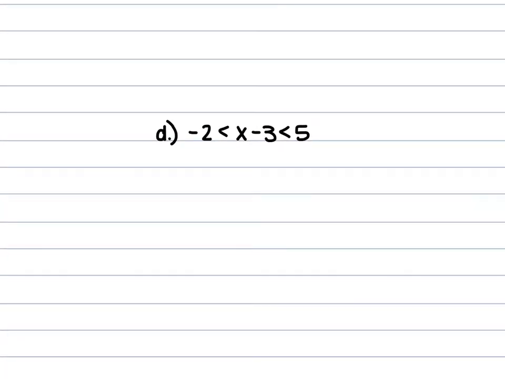For D, we have -2 is less than x minus 3, which is less than 5. So we're going to move that 3 over and add it to each part. So we have 1 is less than x, which is less than 8. Our lower number comes first, so we're good.